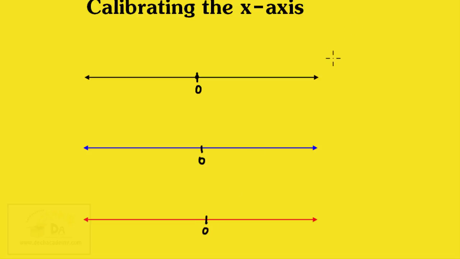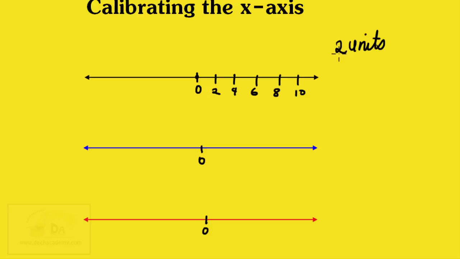Now, if I want to calibrate this x-axis with an interval of 2 units, I know that for the x-axis, if you just follow the arrow, the values increase as we move to the right. And they're going to increase by intervals of 2 units. So 0, the next value will be 2, the next value will be 4, next value will be 6, 8, 10. And on the x-axis, values decrease as you move to the left.